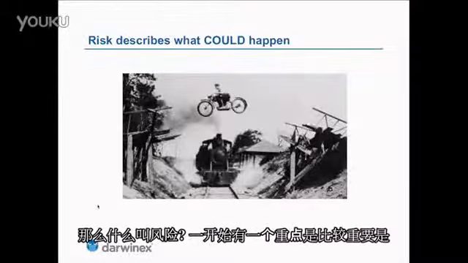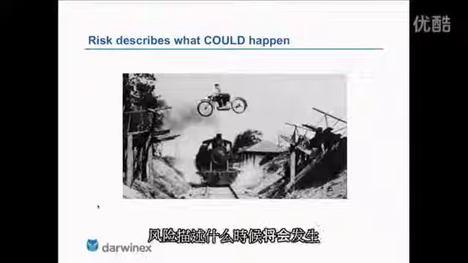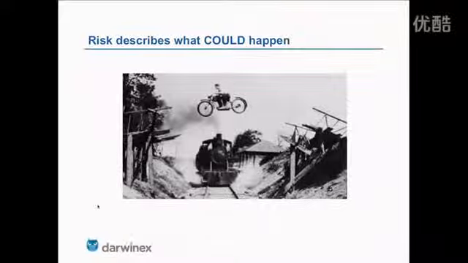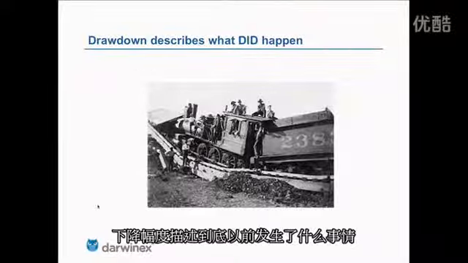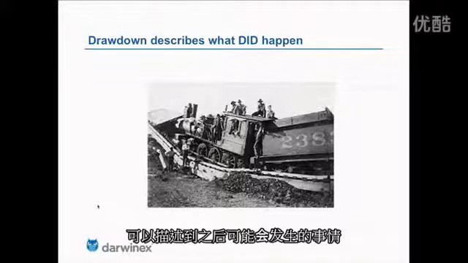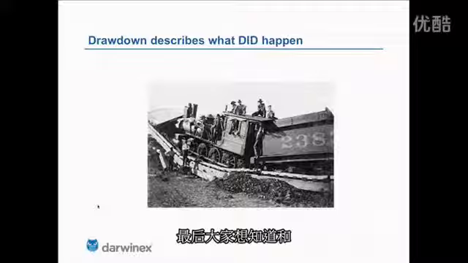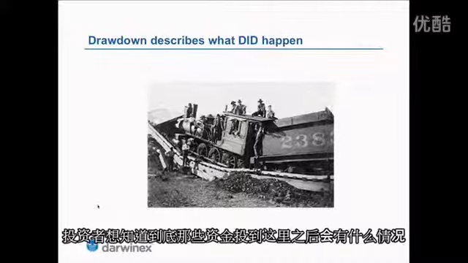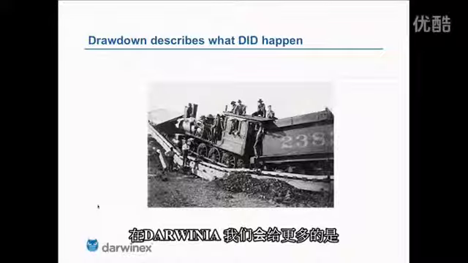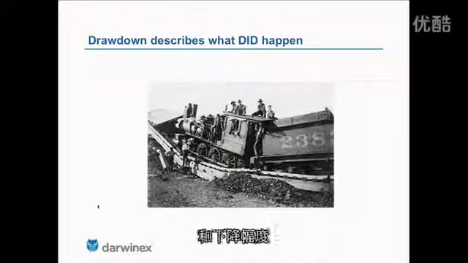So, what is risk? First, a very conceptual, important point. Risk describes what could happen in the future. So it is a forward-looking measure, unlike drawdown, which describes what did happen in the past. Now, of course, it's true that what did happen in the past can inform the future, but ultimately what an investor wants to know is what could happen to his money going forward. So at Darwinex, we give much more weight to the measure of risk than we do to drawdown.